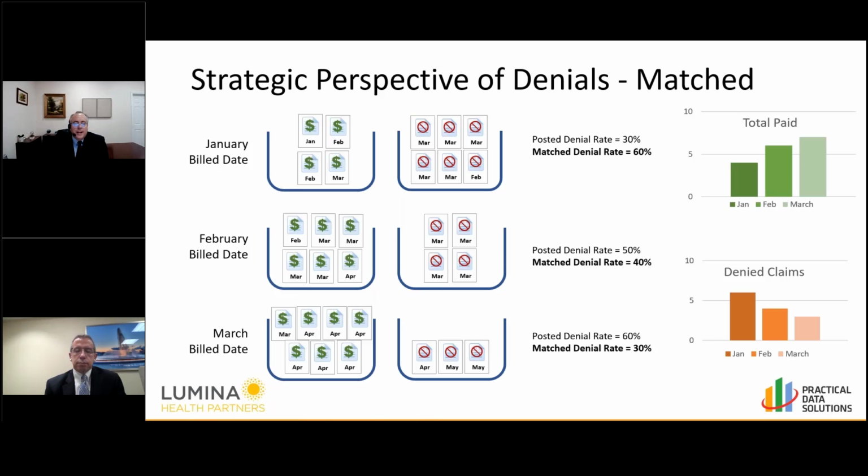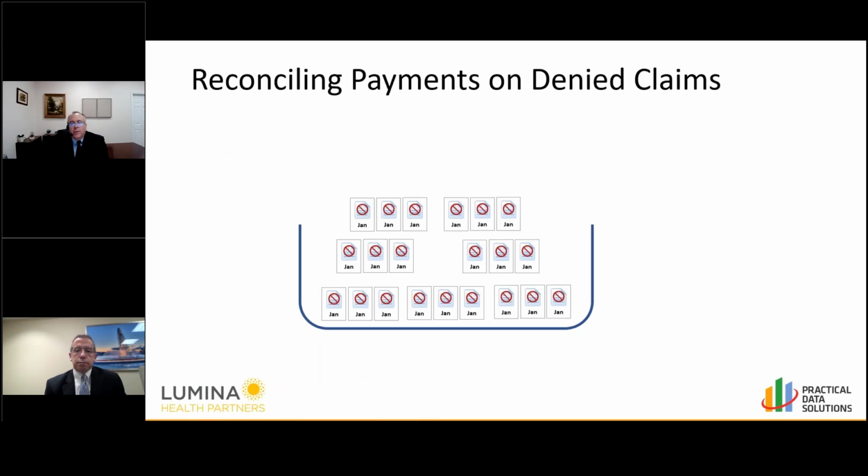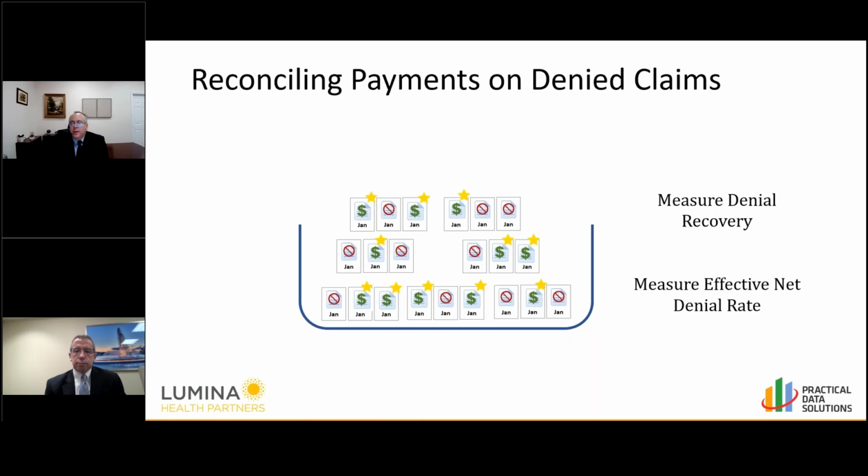That's one area. The second area is by matching what we billed to what we collected or what was rejected, we can start to understand, were we able to recover the denials? So what this allows us to do is look in June and say for what we billed in January, 15% of our charges were denied, but we actually collected 7% of them back. So we can measure an effective net denial rate or uncollectible rate. And so those two perspectives I'd like to share.